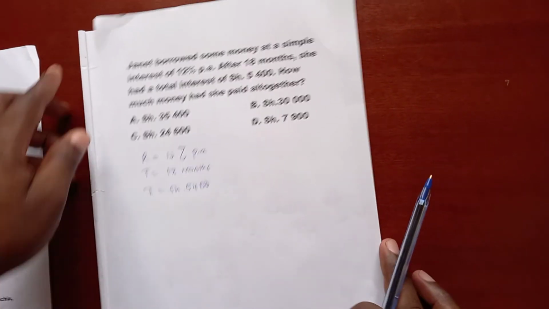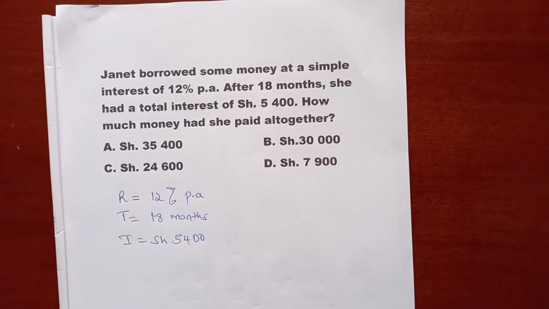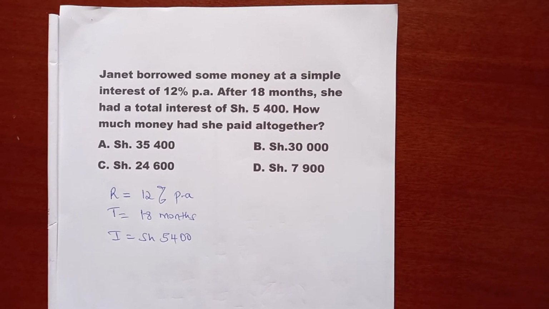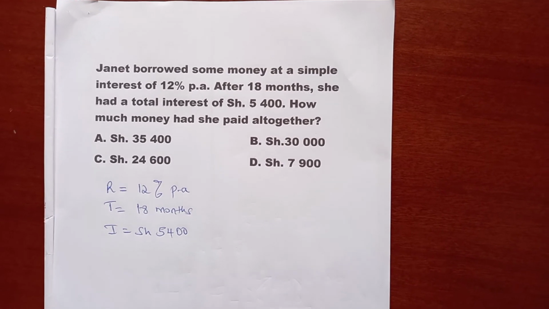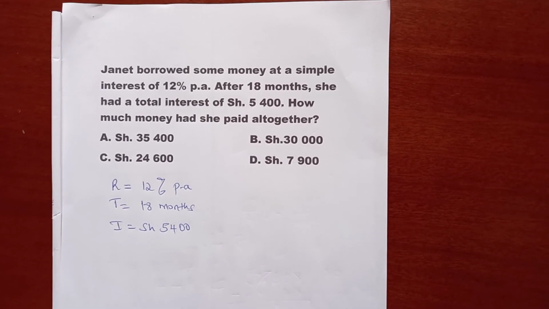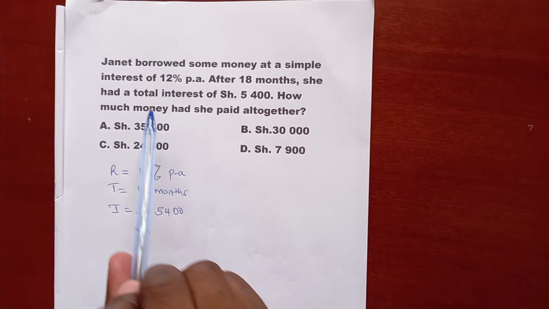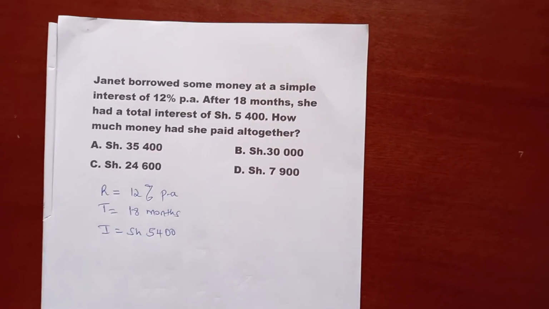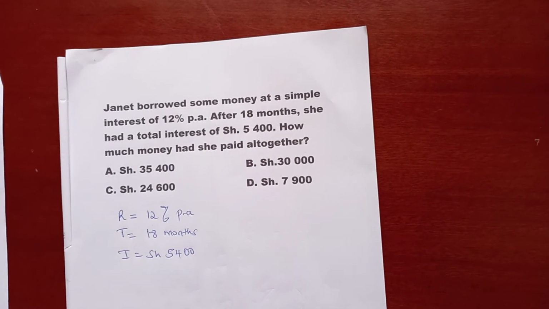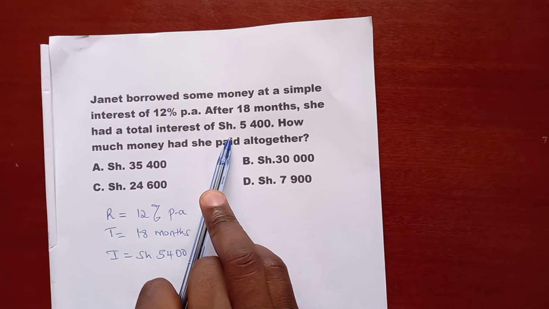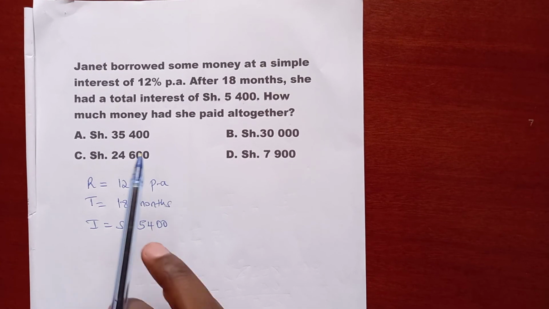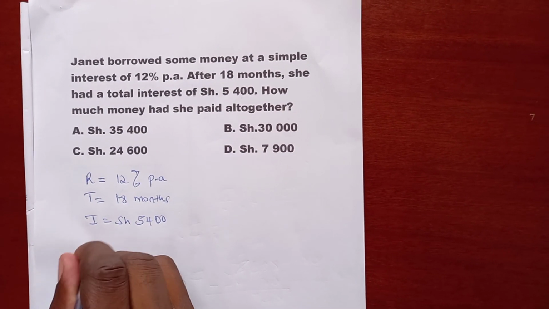Learners, our last question of the day reads: Janet borrowed some money at a simple interest of 12% per annum. After 18 months, she had a total interest of shillings 5,400. How much money had she paid altogether? Learners, we are being told that she deposited some amount of money. We are not given the principal, at the rate of 12% per annum for 18 months. We are going to get the principal first.